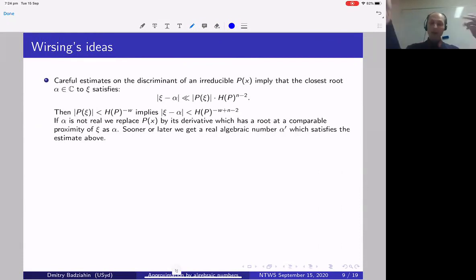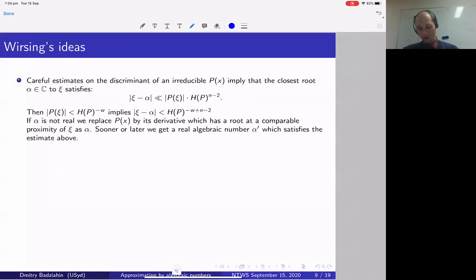So if α is not real, then we have two conjugate roots, which are very close to ψ, and then we can replace p of ψ by its derivative, and its derivative again has a root which is very close to ψ. So it's some trick, which ensures that we can find a real algebraic number α with all the same properties. So |ψ - α| is smaller than H(p)^(-w) + n - 2.